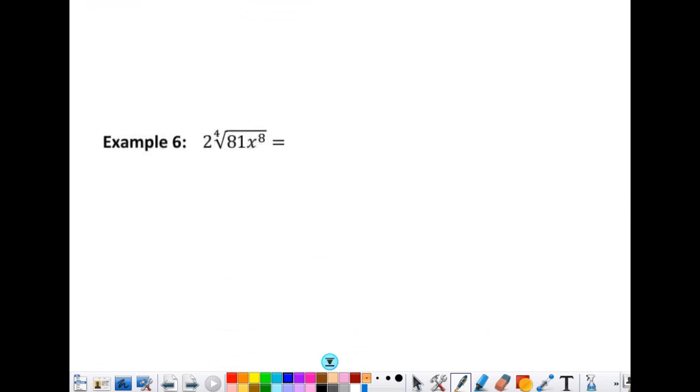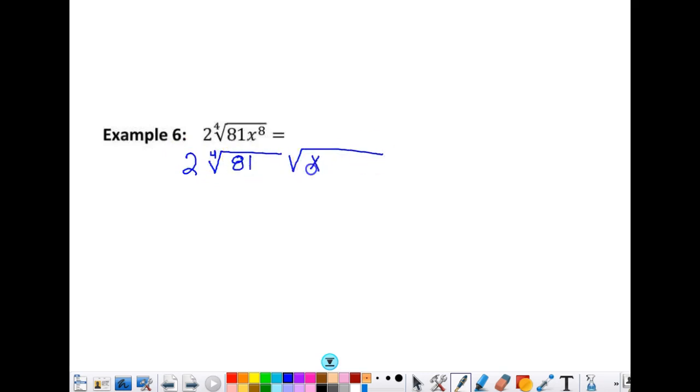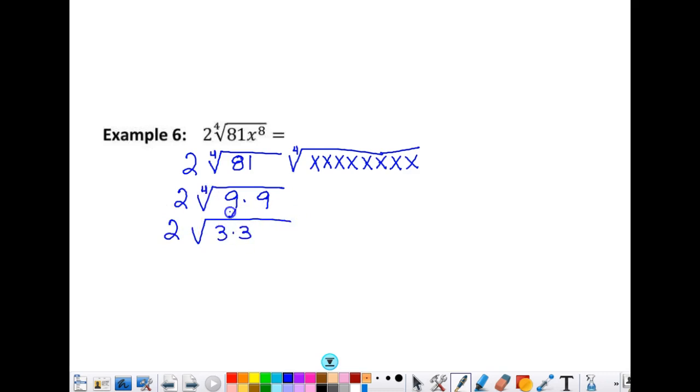And then example 6. This 2 is just going to follow along with us the whole time. I have an 81 and I have an x to the 8th power. I counted again to see if I had 8, just to double check. Now, 81. Think of some things that 81 will divide by. Okay, 9. Think of some more things. How does 9 split up? It splits up into 3 and 3.